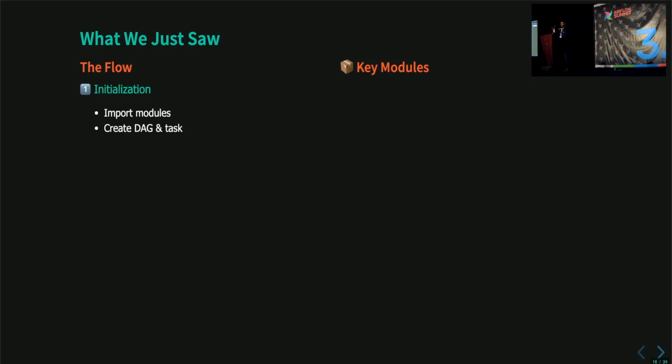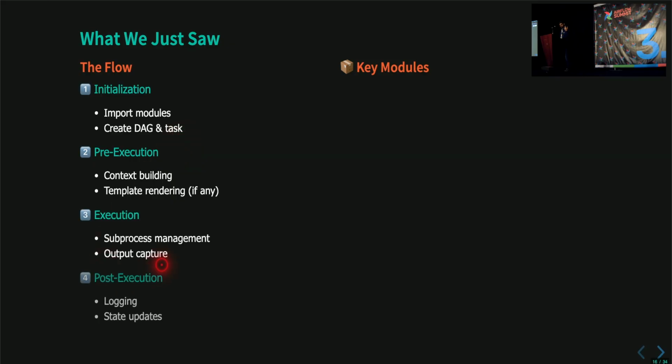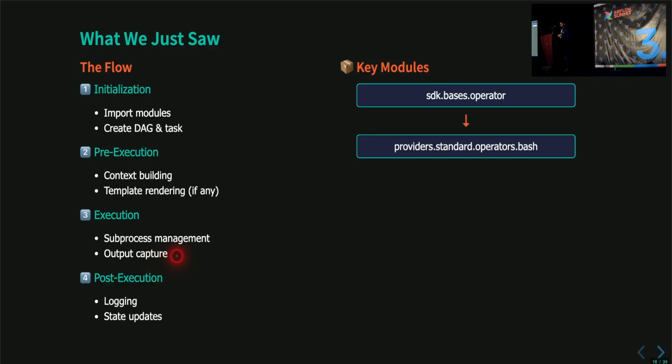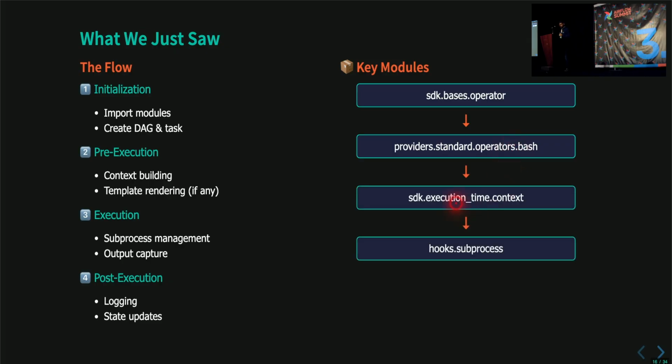So now, this was code. Now let's try to make a bit of sense out of it. What happened was some of the import modules happened, DAG would have been created, context building happened, sub-process management, logging and whatnot. If we put it in a very small summary, the key modules being imported were SDK, basis, operator, we got the bash operator that we wanted to have, then something around context also happened, and then of course the sub-process has to happen, and then towards the end logging happened.